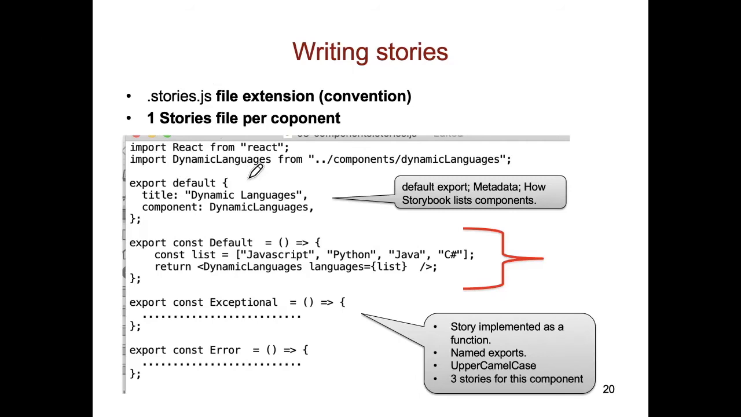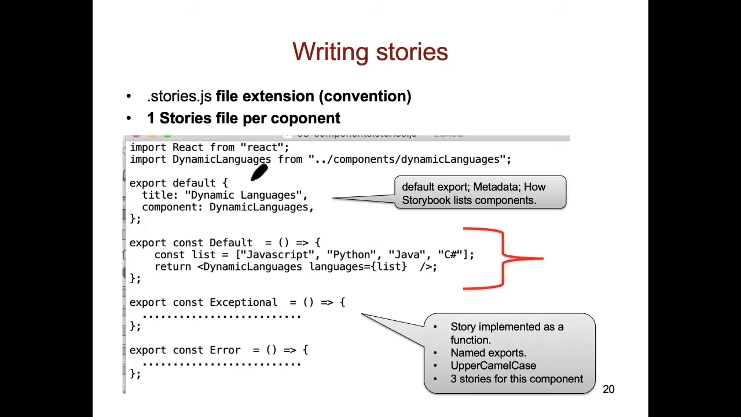I'm showing you here an outline of a stories file that I have implemented. Again, I've stuck with the dynamic languages component that I've been talking about up to now. It is JavaScript. I'm importing the React library, naturally enough. This file only makes sense to the Storybook server, I should say that. I'm also importing the component that this particular file has stories related to.